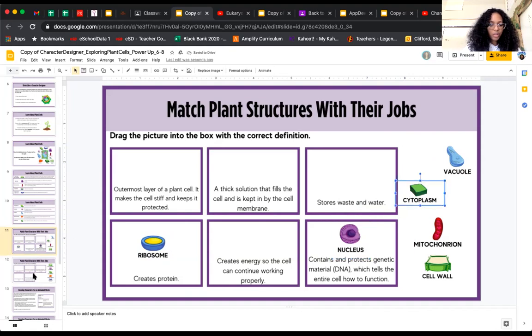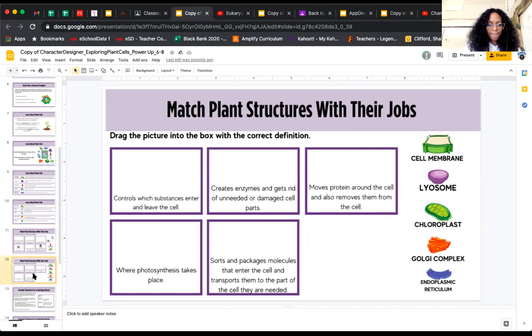And let's try one more on the next page. What sorts and packages molecules that enter the cell and transports them to the part of the cell where they are needed?